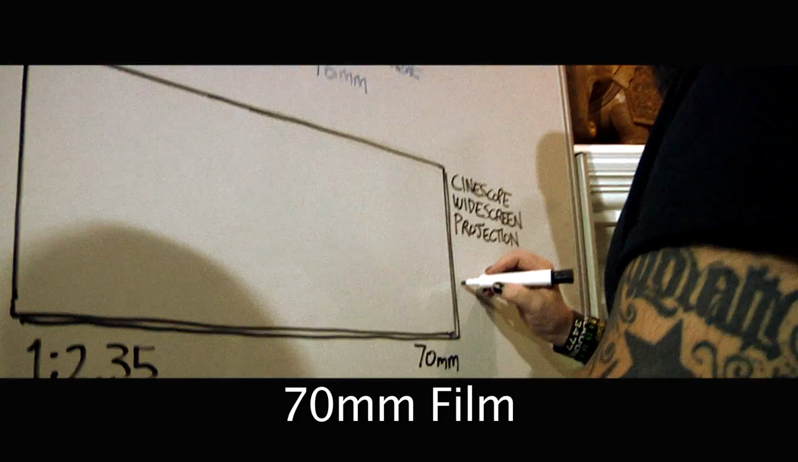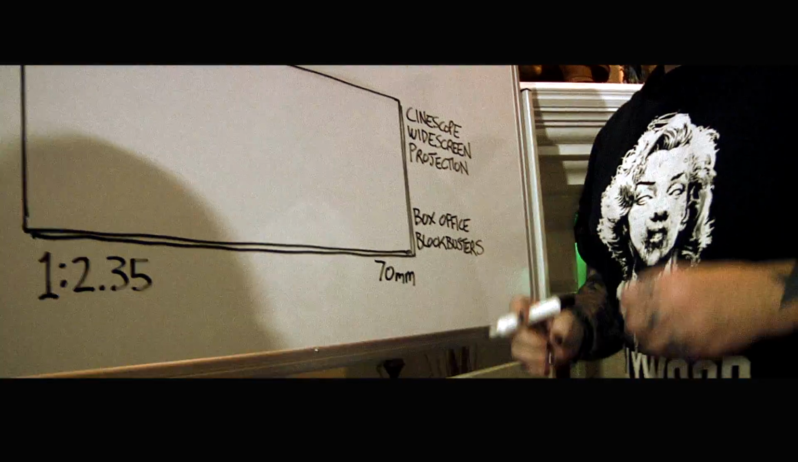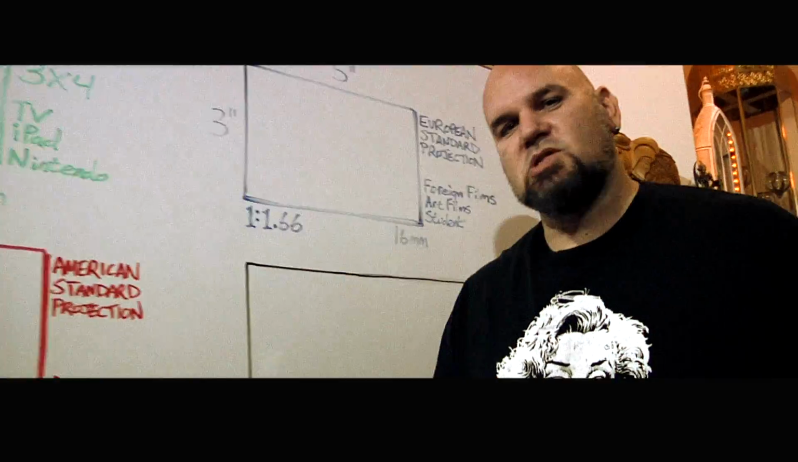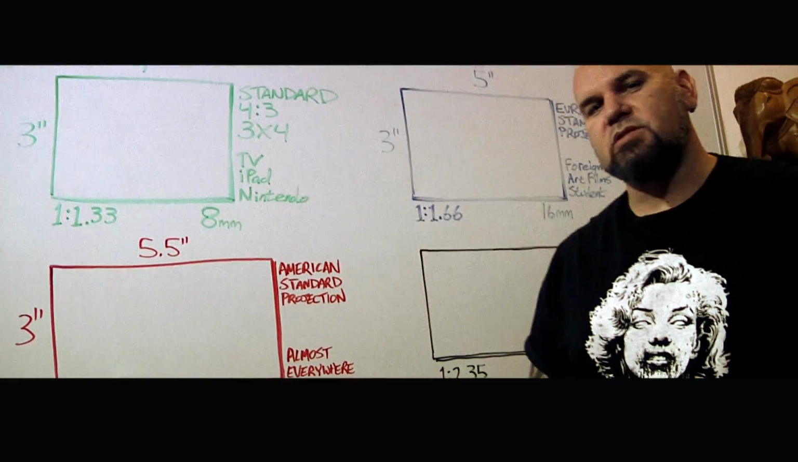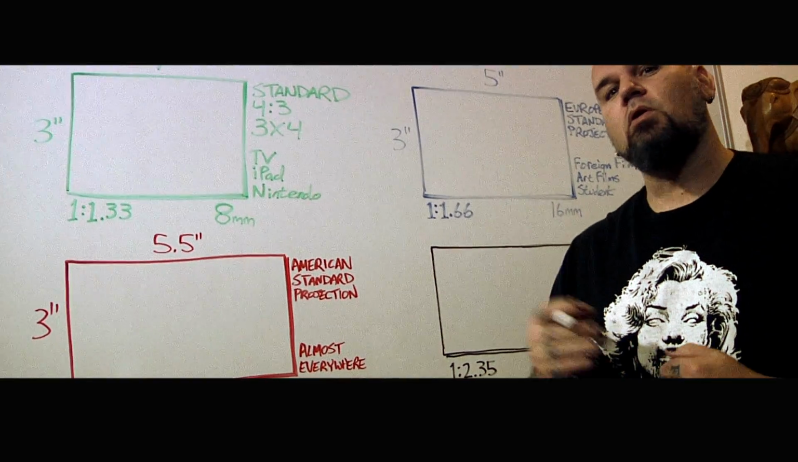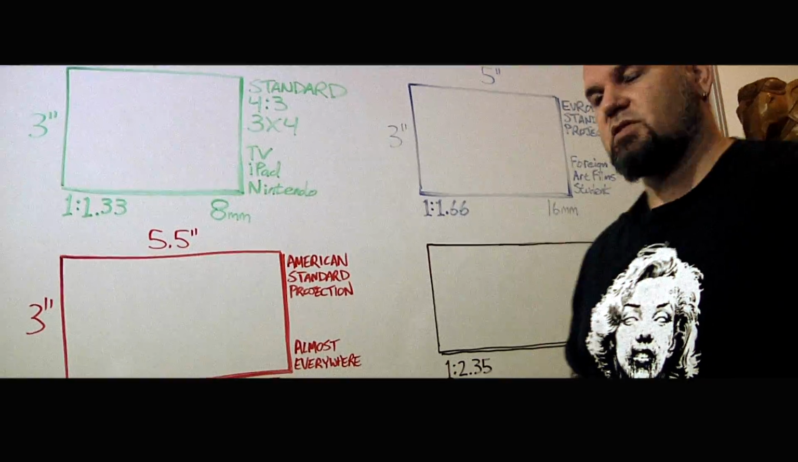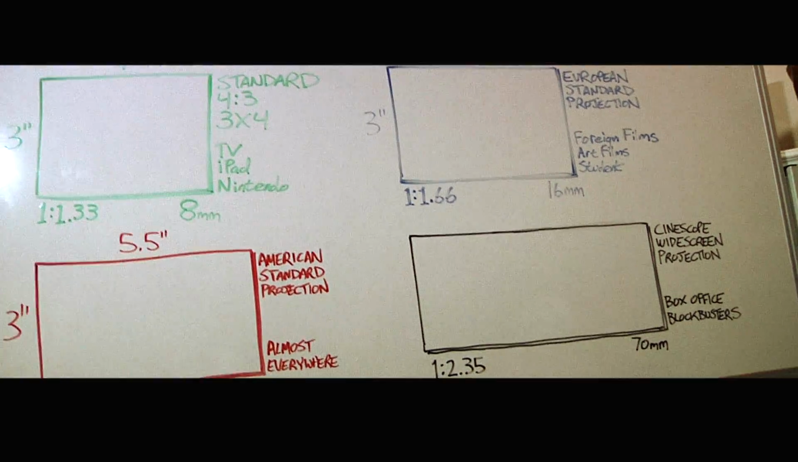Where do you see Cinemascope Widescreen Projection? Most of your box office blockbusters. Here's the reason why. Film, again, is super, super expensive. So this is whenever you have a film that Hollywood studios are really banking on. They think it's really going to do well, so they'll fork over the extra money to have this filmed in 70mm film, Cinemascope widescreen projection.